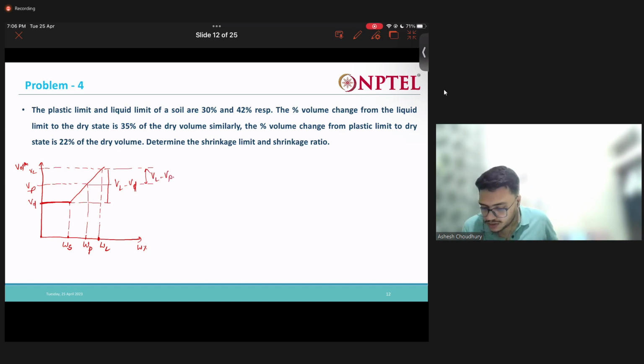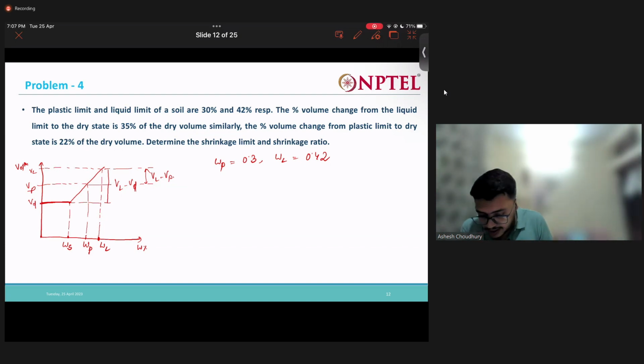Now it is given in the question, the plastic limit and liquid limit of the soil are 30% and 42%. So W plastic limit is 0.3 and my liquid limit is 0.42. From this we can write that our VL minus VD.